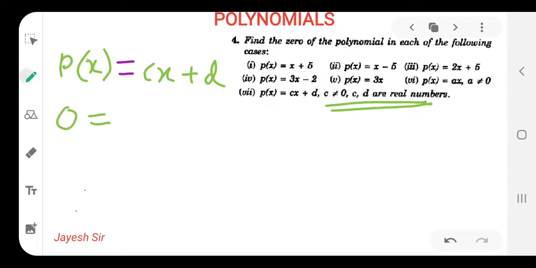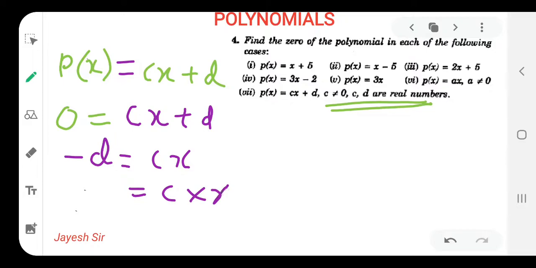We will put 0 over here. After that, cx as it is plus d, the plus d will go to the other side and become minus d, and cx as it is. Yes friends, now c and x are in multiplication over here, and minus d as it is. If c is in multiplication on this side, after crossing over to the other side it will go to the denominator, friends. Then minus d upon c will become the value of x. I hope you all have understood.